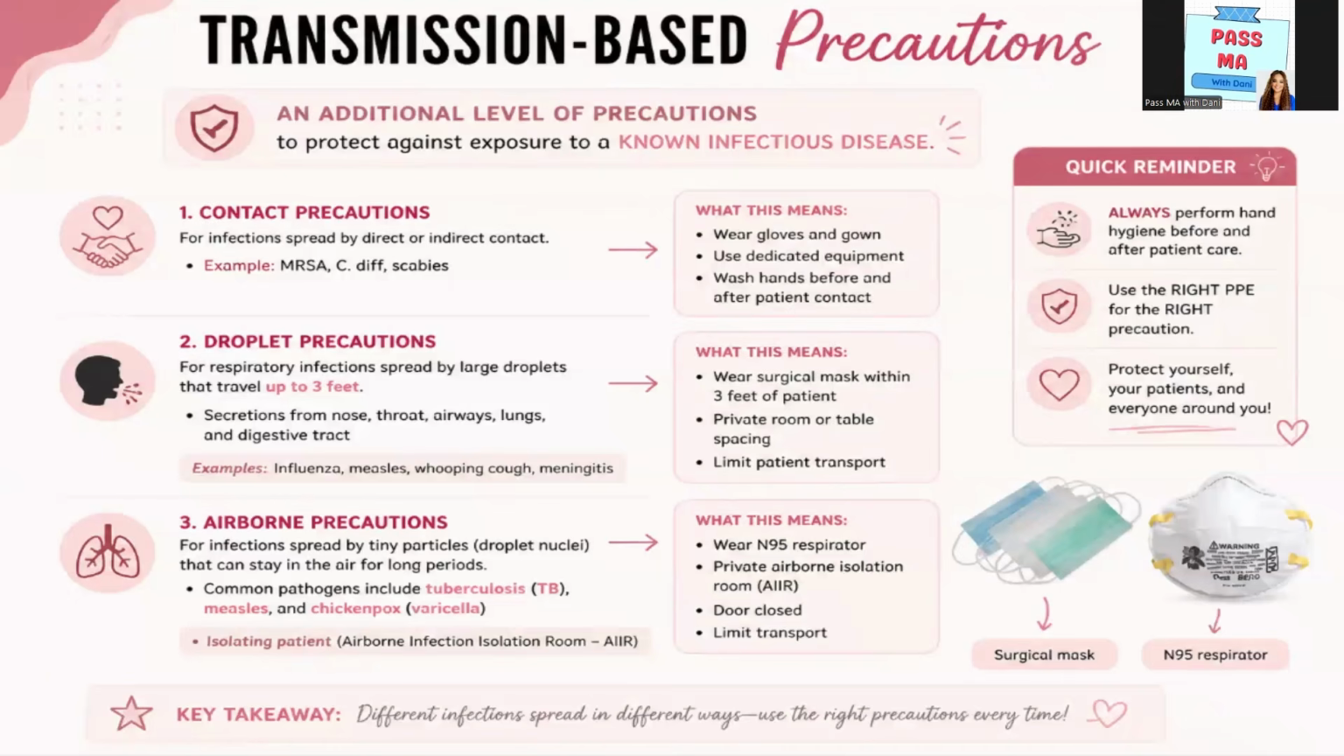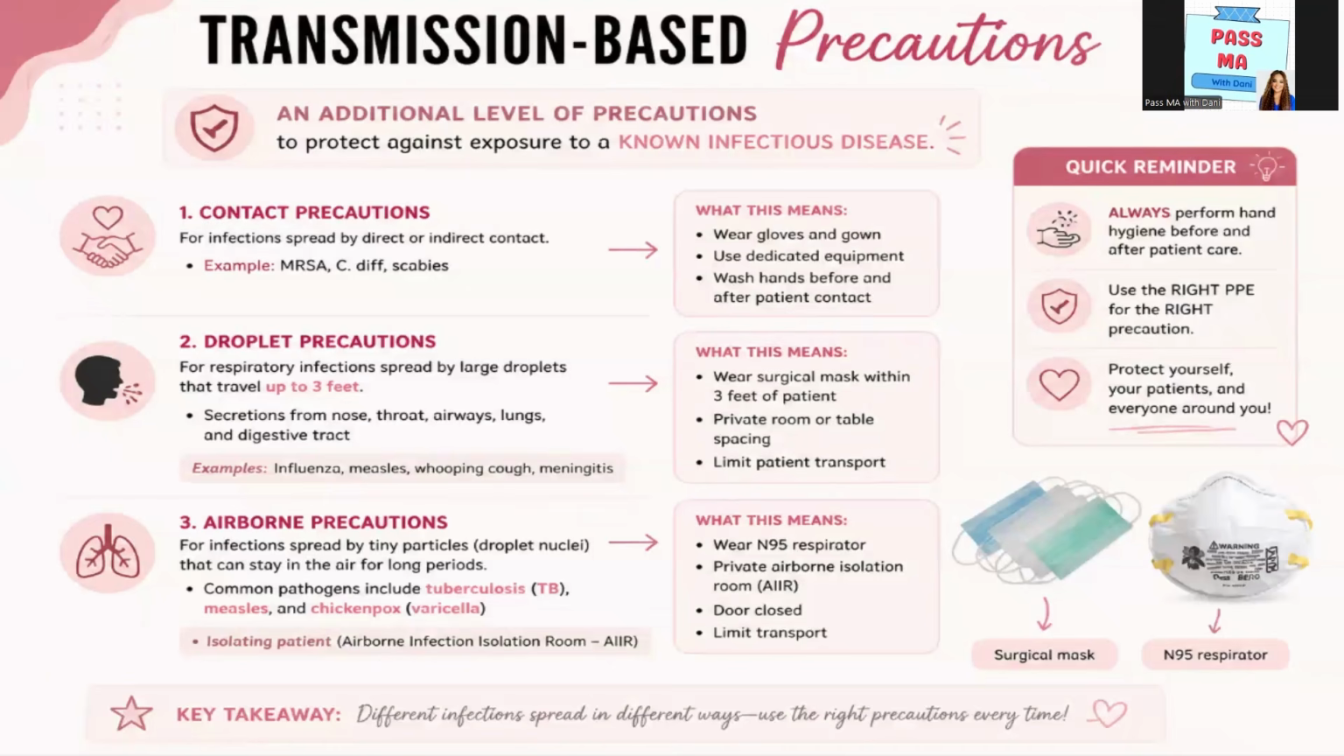So now let's go ahead and talk about droplet precautions. This is for infections that spread through respiratory droplets, like when someone coughs or when they sneeze. These droplets don't travel very far, usually about maybe 3 to 6 feet. So if you're within distance, you guys are going to need protection. Examples include the flu, measles, whooping cough, and even meningitis. With droplet precautions, you guys will wear a surgical mask, not an N95 respirator. You just need a surgical mask. And you want to make sure to try to keep your distance when possible.